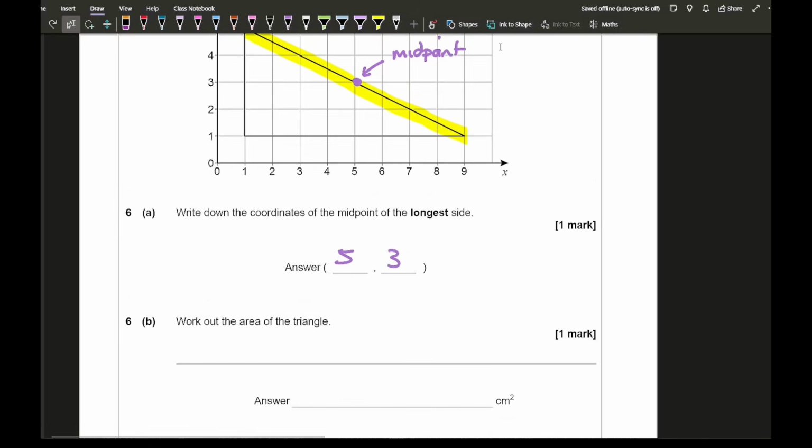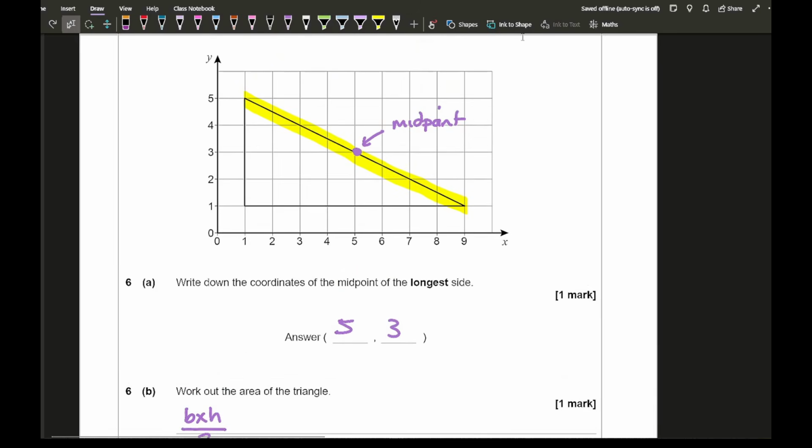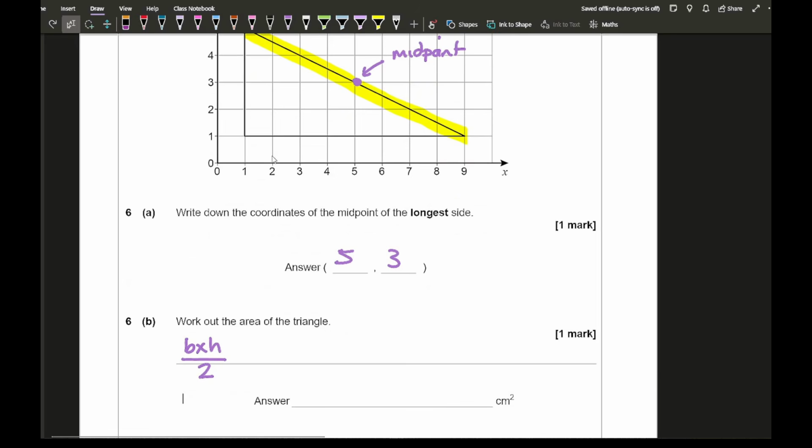Then for question 6b, it says work out the area of the triangle. Well, that's just going to be base times height divided by 2. So the height of this triangle is going up from 1 to 5, so that's 4 squares up. And the base of that triangle is 1, 2, 3, 4, 5, 6, 7, 8. So it's going to be 8 times 4 divided by 2. So that's going to be 32 divided by 2, which gives me an answer of 16.